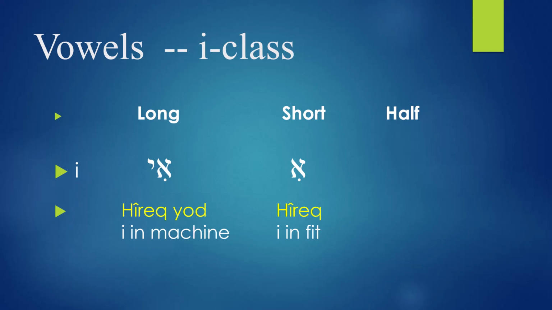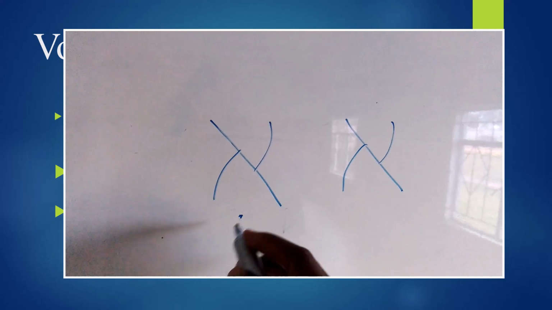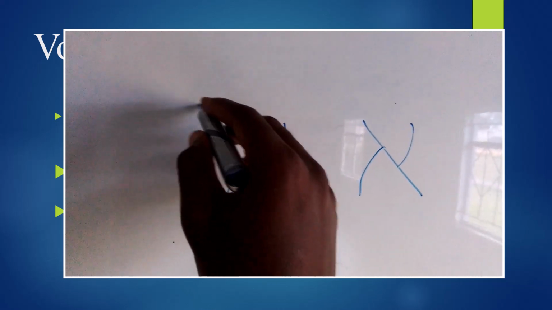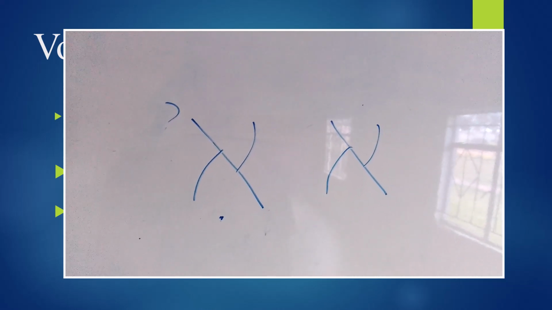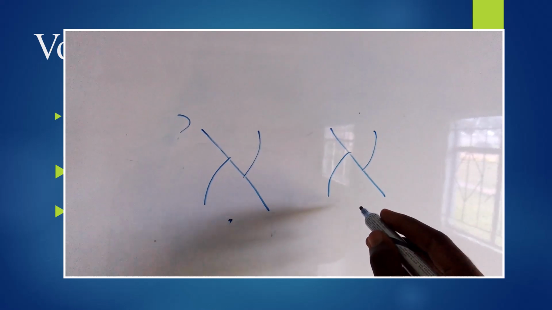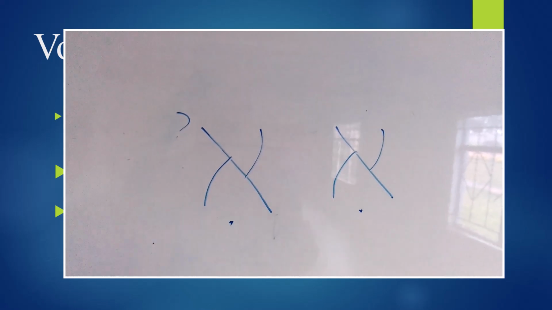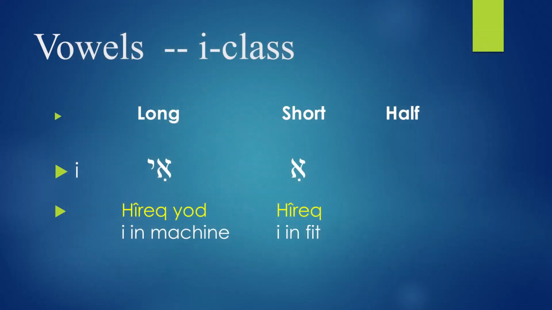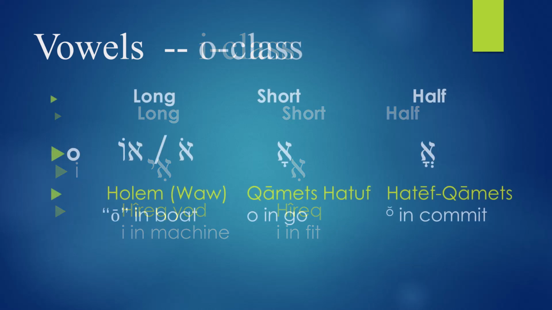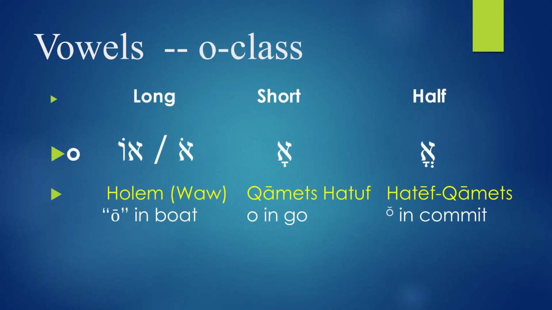These are the vowels that we have on I-class vowels. Here's how they are written. So these are I-class vowels. Let's move on. And then we have O-class vowels. On the O-class vowels, we have 3.